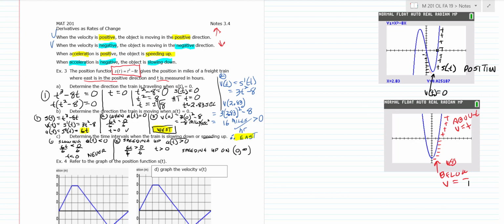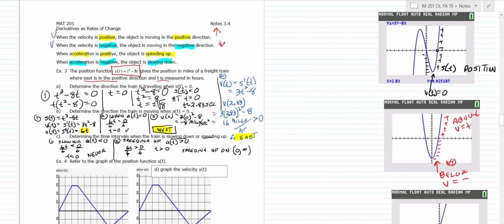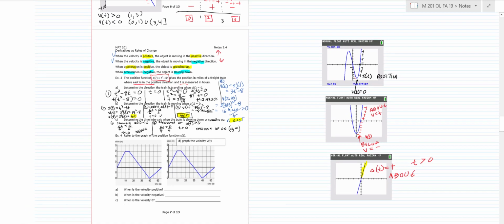The other way you can look at this is to graph that function. The acceleration was 6t. So if I graph 6x in a standard window, this is the graph of the acceleration function. Notice that the acceleration is positive here. So a of t is positive, above the x-axis, whenever t is greater than 0. So those graphs really verify everything.